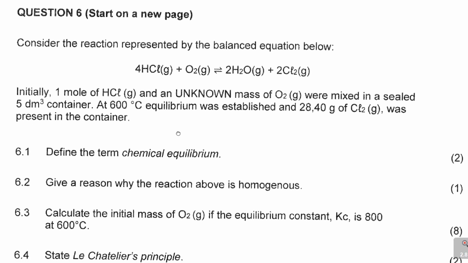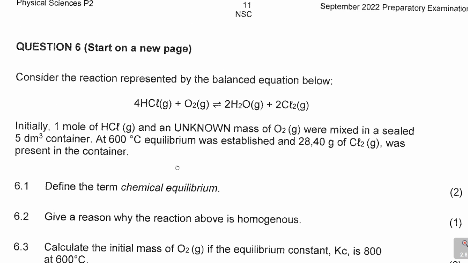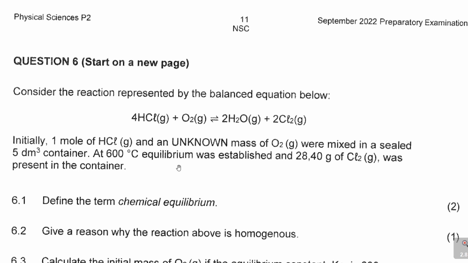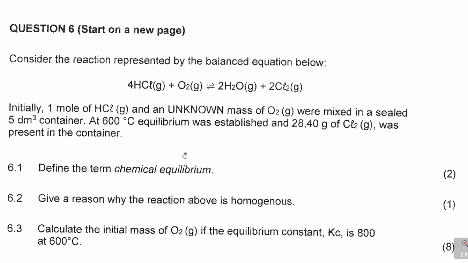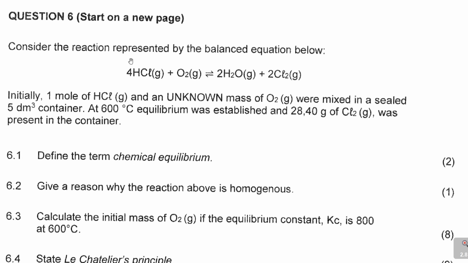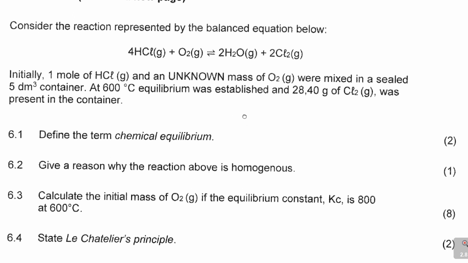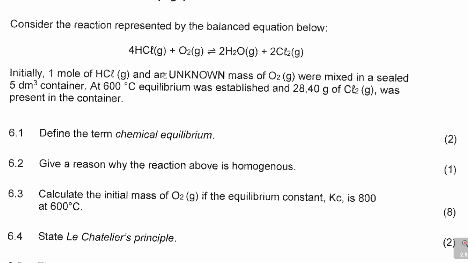I'll try to be as fast as I can. Okay, so let's look at this. It's a prep exam, but good for your June, good for your prelims, good for the final. Consider the reaction represented by the balanced equation below. They give you that it's already balanced. Then they say initially 1 mole of HCl and an unknown mass of oxygen were mixed in a sealed 5 dm3 container. Initially, I like that part.